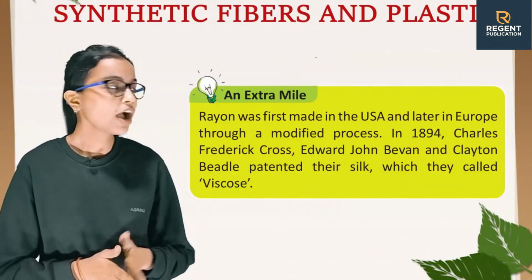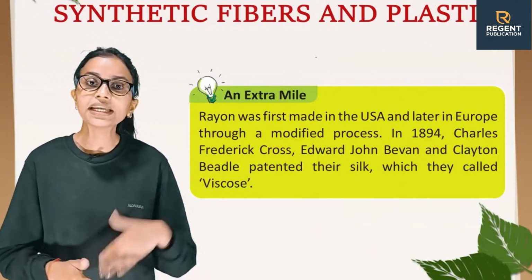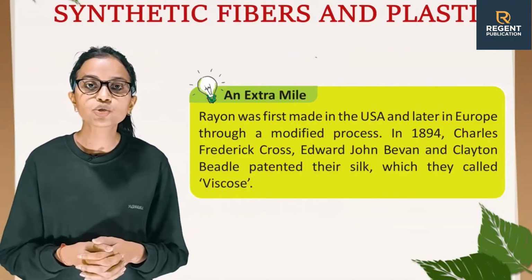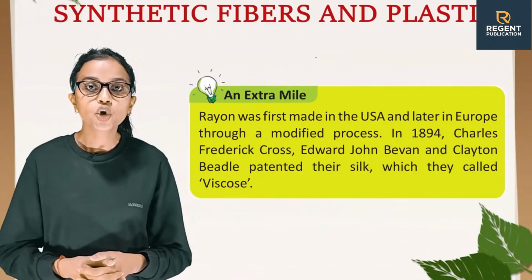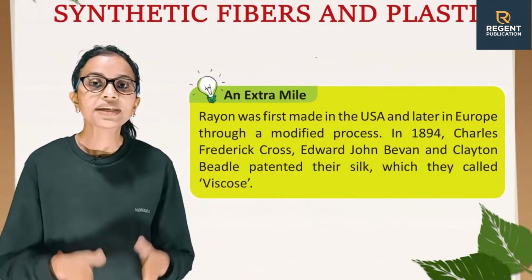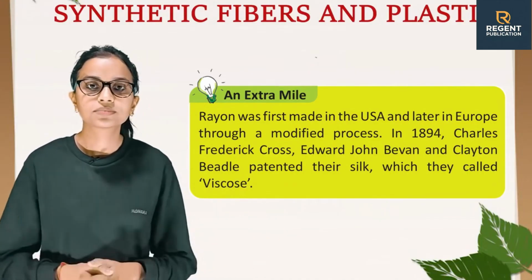Now it's time for an extra mile. Rayon was first made in the USA and later in Europe through a modified process. In 1894, Charles Frederick Cross, Edward John Bevan and Clayton Beadle patented their silk, which they called viscose.